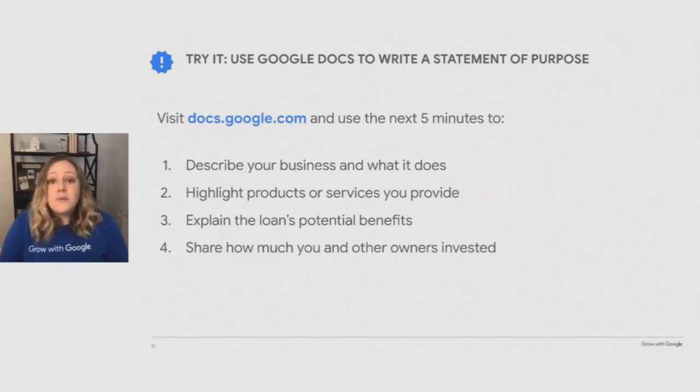Remember, the statement of purpose is an overview of your loan request that explains how the money will help your business. Number one, describe your business and what it actually does. Number two, highlight products or services that you provide. Number three, explain the loan's potential benefits to your business. How is this loan going to help you to get to where you want your business to be? And four, share how much you and the owners invested.